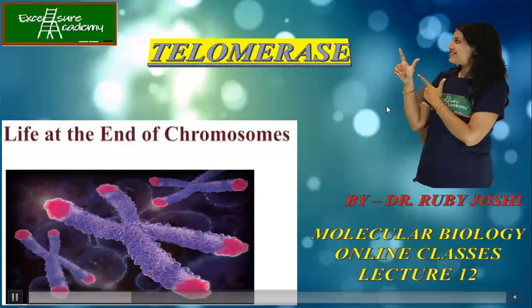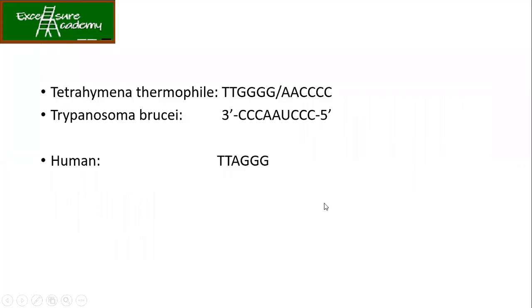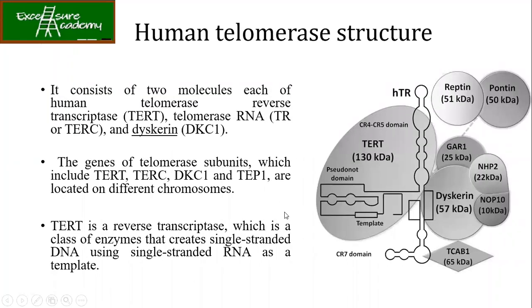So this is our last topic and we were just discussing the telomerase. We just discussed what the telomerase is. It's a ribonucleoprotein. It's a species-dependent telomere repeat sequence. It is depending on that. And then we have also seen the differences in the sequences, very slight differences there, but overall the sequence is conserved. Okay, so we were talking about the human telomerase structure, right?